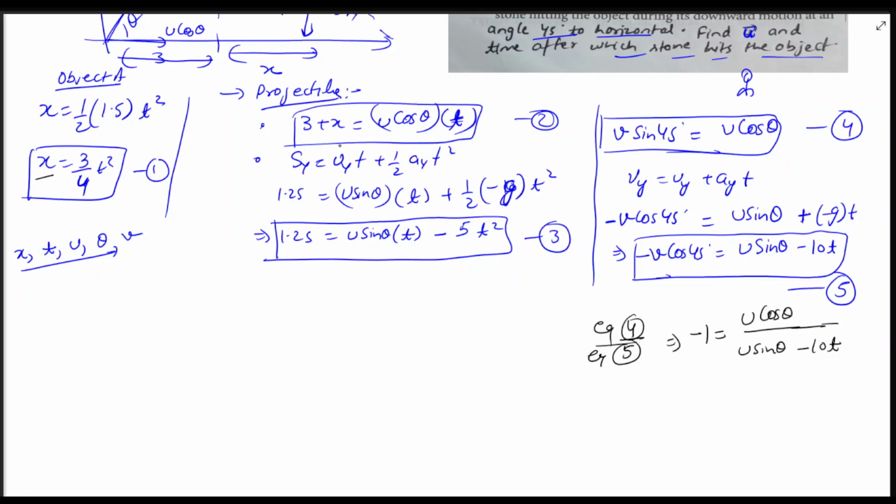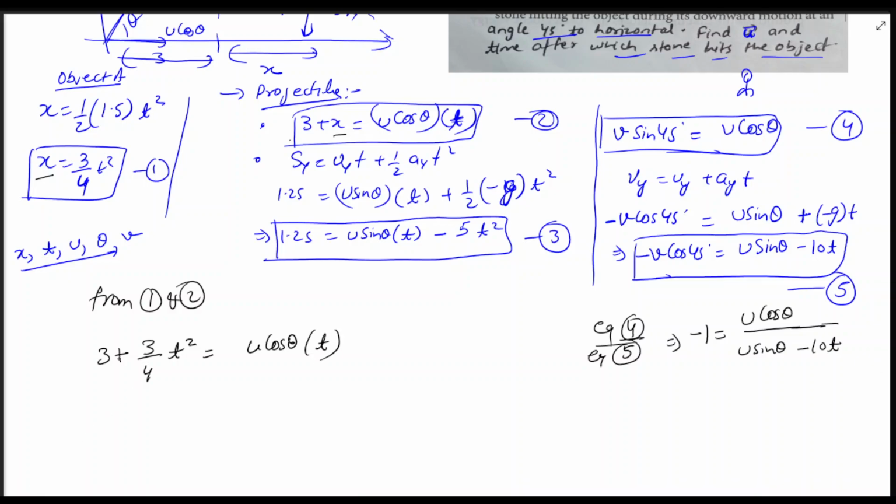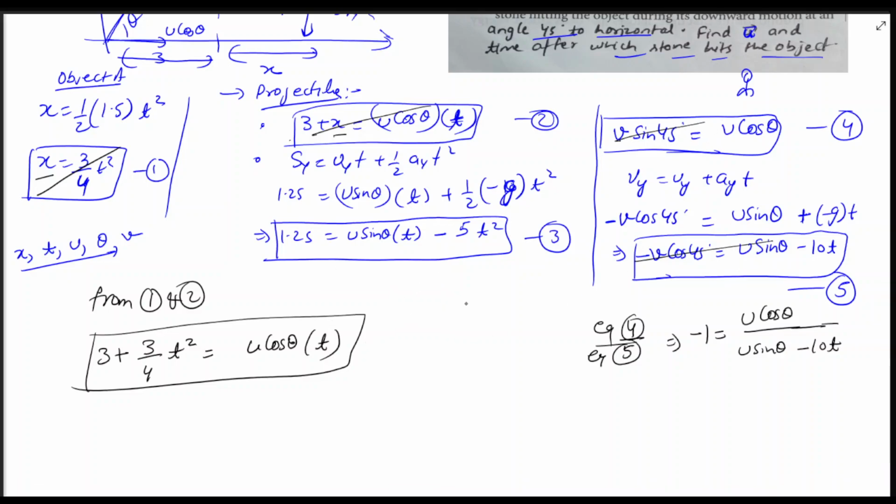So we have eliminated v. Now, can we eliminate x? Let's put x here. From the first and second, we will have 3 plus x. In the place of x, we can write 3 by 4 t square equals u cos theta into t. All right. So we have used this equation, and this, and this, and this. We have three equations and only three variables must be there. So t, u, and theta.